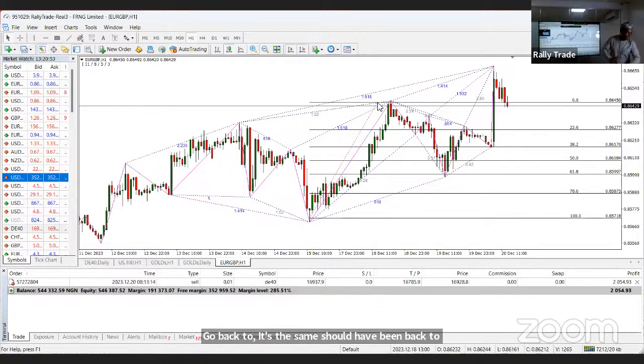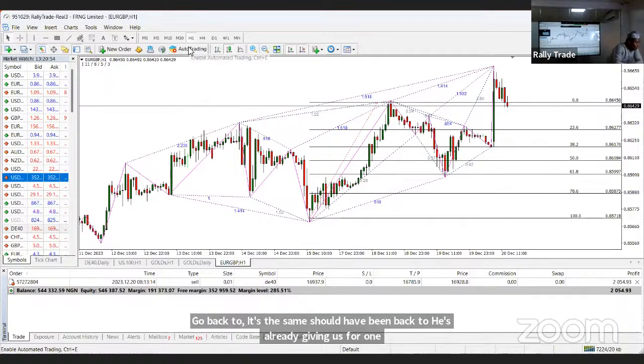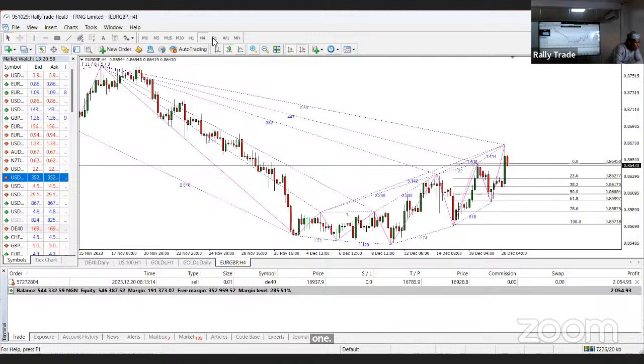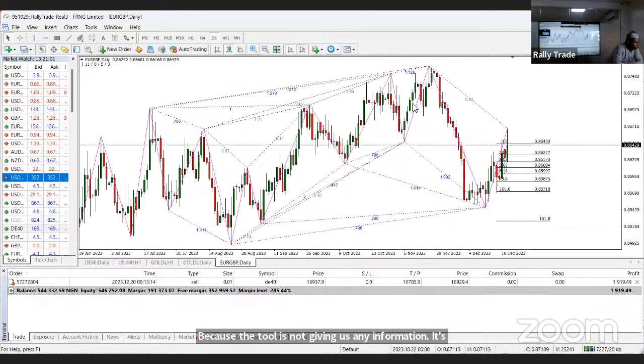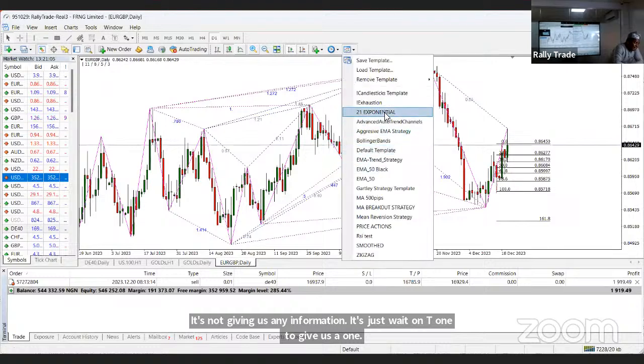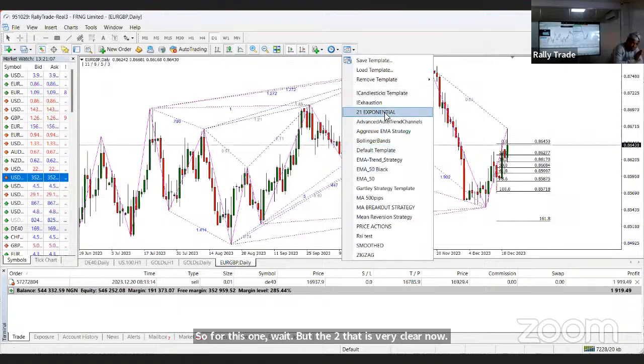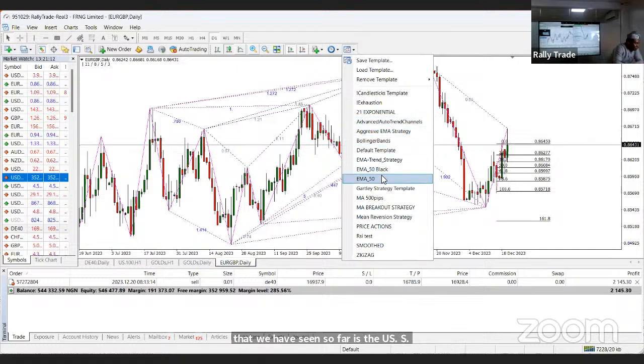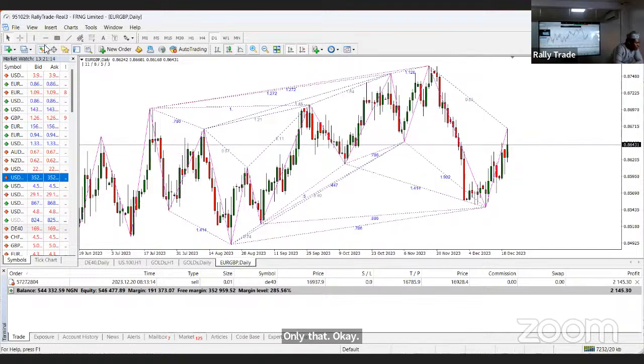I think we should just stick to D1 for this one and wait, because H4 is not giving us any information. We just wait on D1 to give us what we want. So for this one, we wait. But the two that are very clear so far are the US 100 and D30. Okay. So let's continue to check some other instruments to see if opportunities are there.